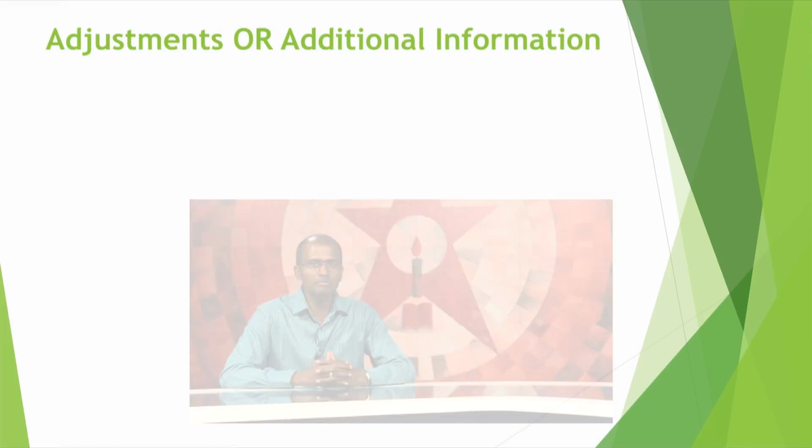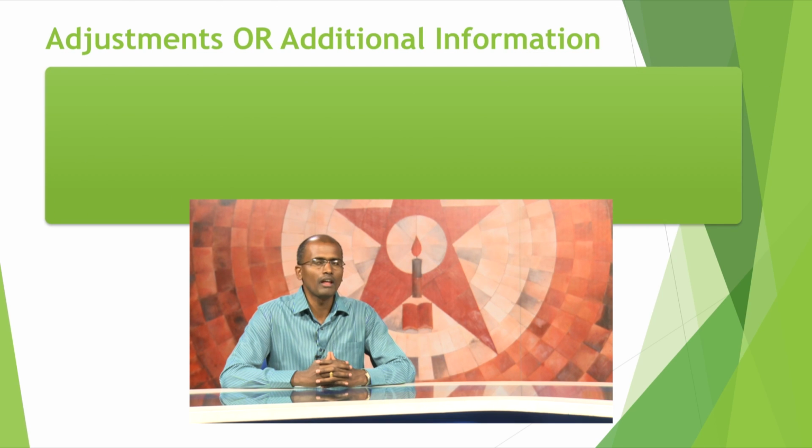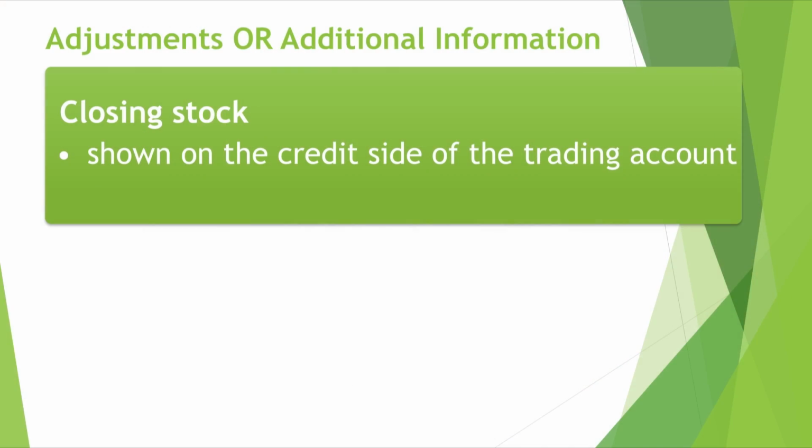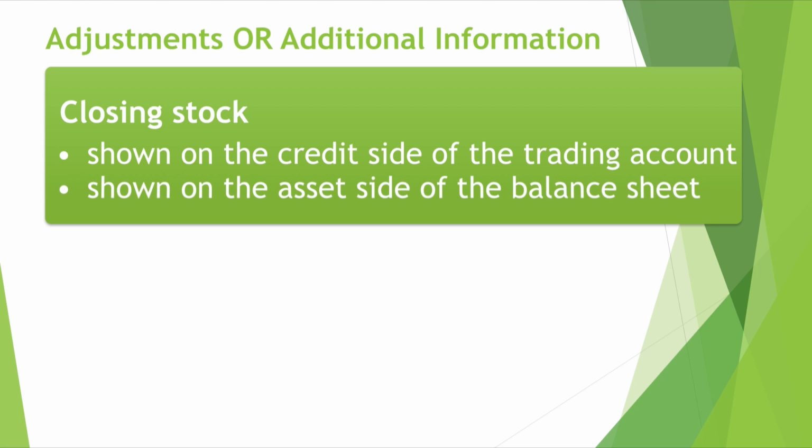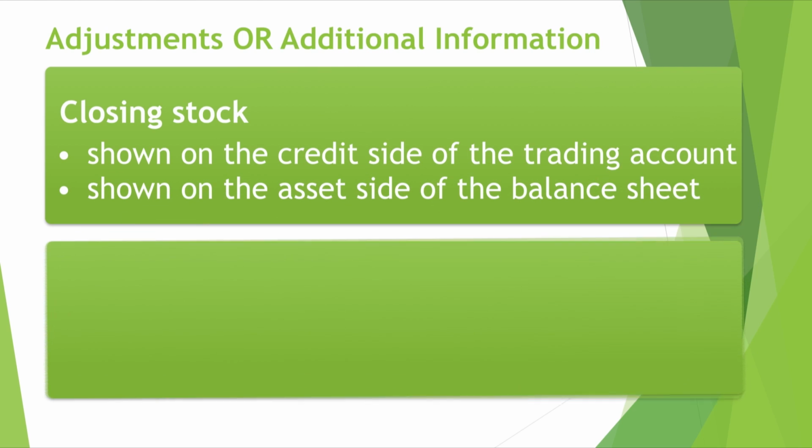Now I'll explain the treatment of certain adjustments. Closing stock. This is the amount of stock the business has at the end of the accounting year. It has to be shown on the credit side of the trading account and on the asset side of the balance sheet. Outstanding expenses. These are expenses which are to be paid in the accounting year but not yet paid.